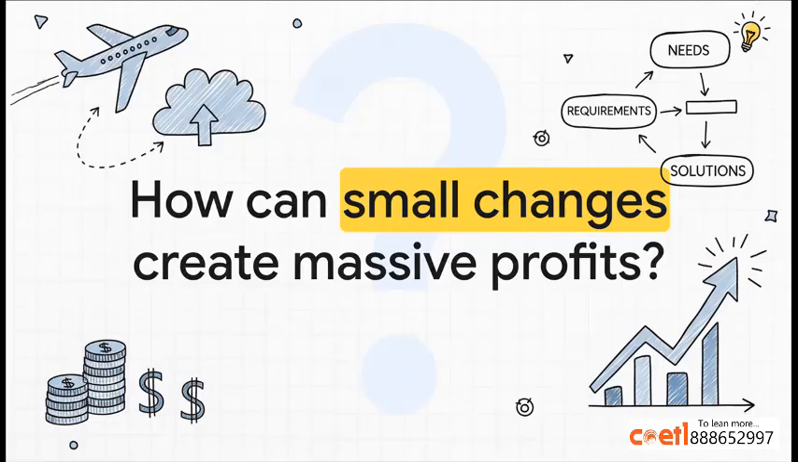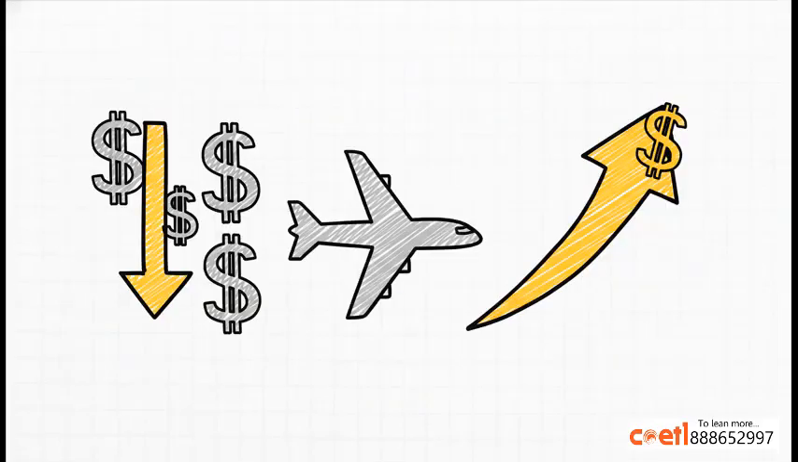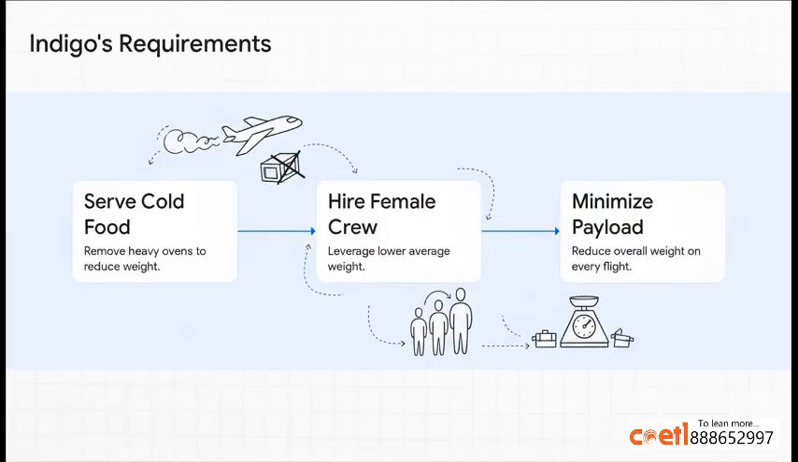To really see how a solution works in the real world, let's look at this absolutely fantastic case study from the airline industry. It shows the incredible power of connecting needs, requirements, and solutions perfectly. So, Indigo Airlines had a really clear need: become the most profitable airline in a cutthroat market. Their solution? It was brilliant. Instead of just fighting over ticket prices, they focused on one thing, relentlessly cutting fuel costs by making their planes as light as humanly possible.